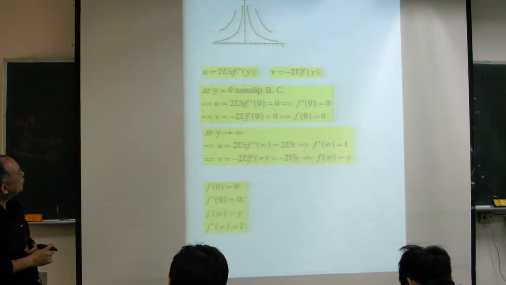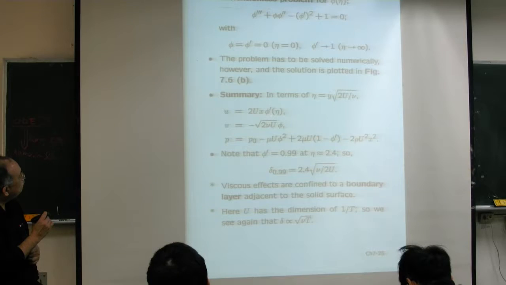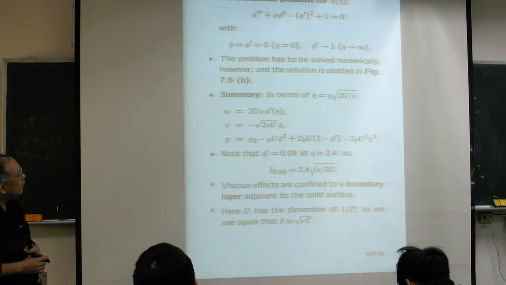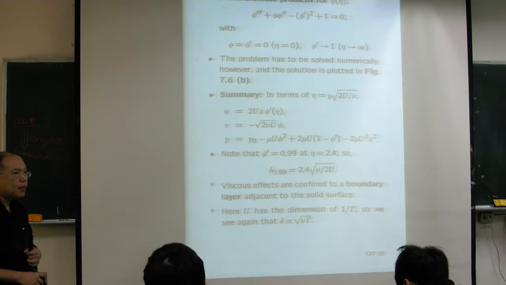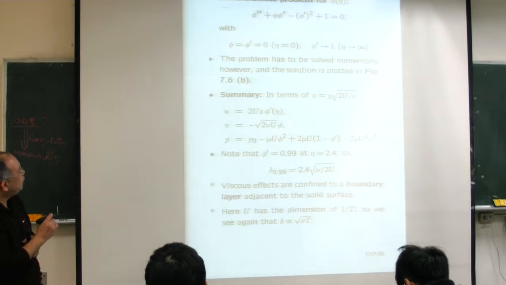And what's the f prime? Phi prime here, as you can see, if you go back, phi prime is here. So phi prime times the square root of 2 mu U gives you the u velocity. And v is minus the square root of 2 mu U times our phi. And this is the pressure field. It will become like this. Once you find phi and phi prime, you can find the velocities u, v, and p here.